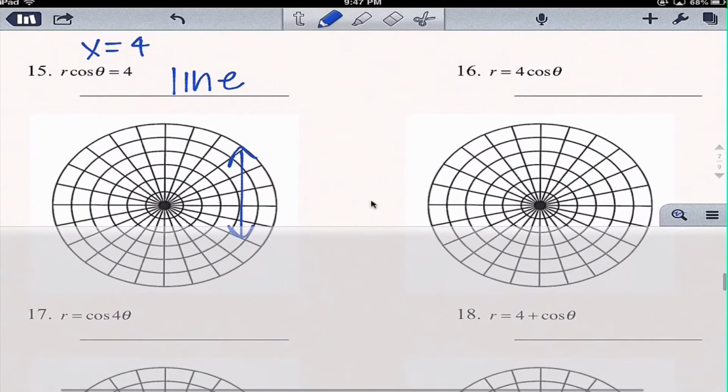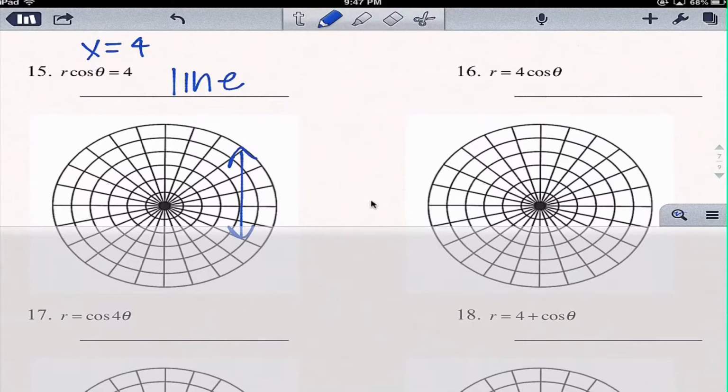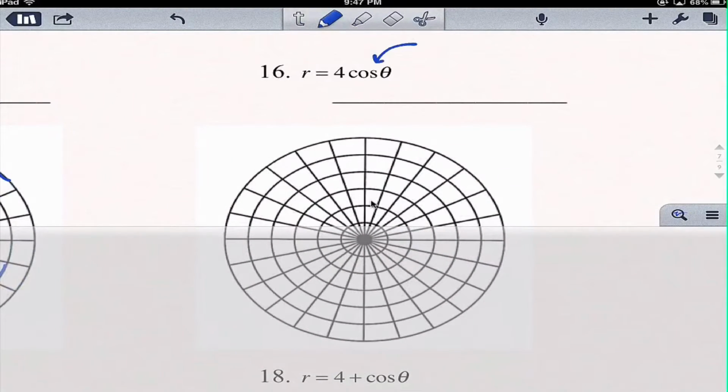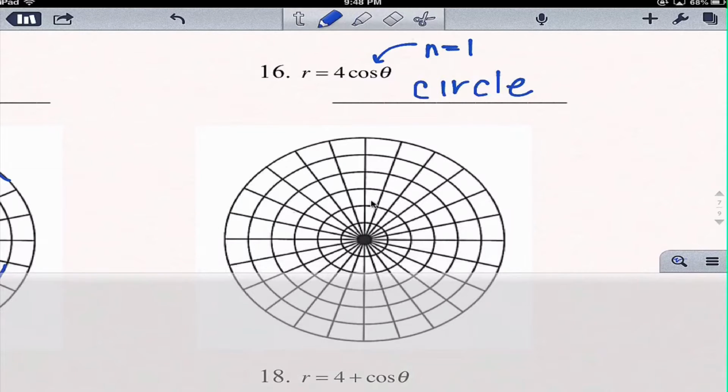Now number 16 looks pretty similar. In fact, some of you guys might think it's a rose. However, we have an n value that's equal to 1, so that tells me that it is a circle. We said cosine goes with x, sine goes with y. So since this has a positive 4, I'm going to go to the right 1, 2, 3, 4, and draw a circle connecting (4, 0) with what we call the pole. That's like the origin of our polar graph.